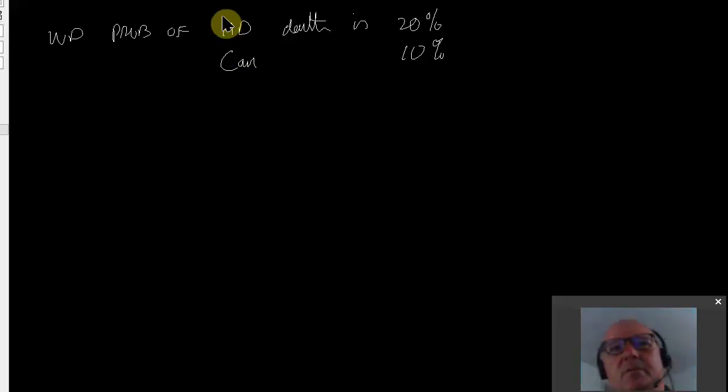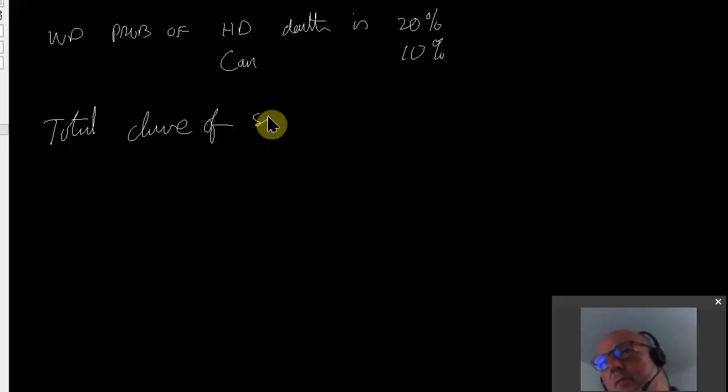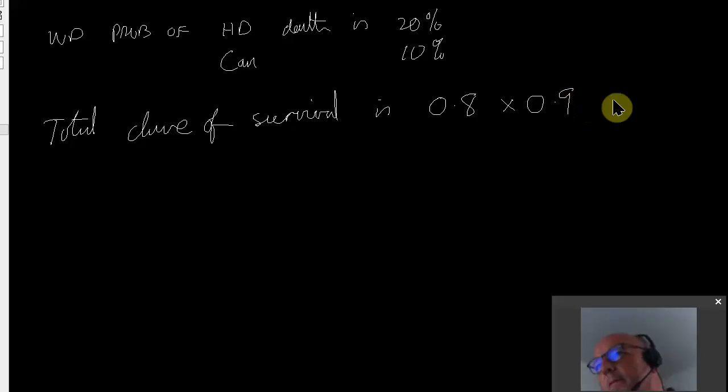Your chance of survival from cancer is 90%. So your total chance of survival is 0.8 times 0.9, which equals 72%. And these are the two independent things that can take you out in a year. You've got an 80% chance of surviving one and 90% chance of surviving the other. The total chance of survival is 72%.